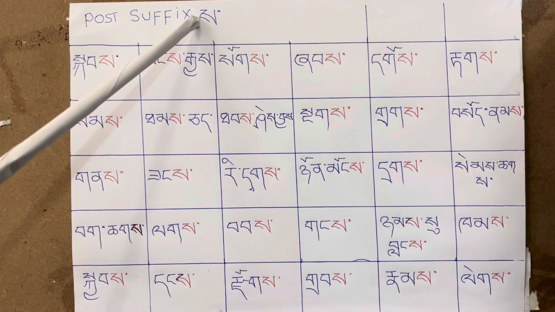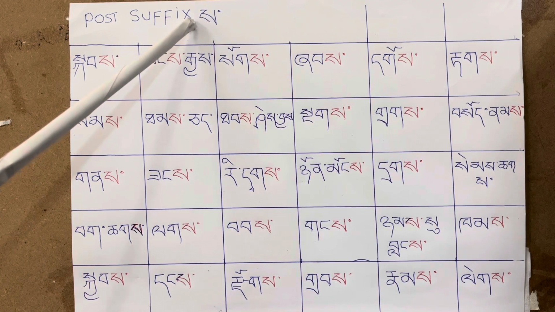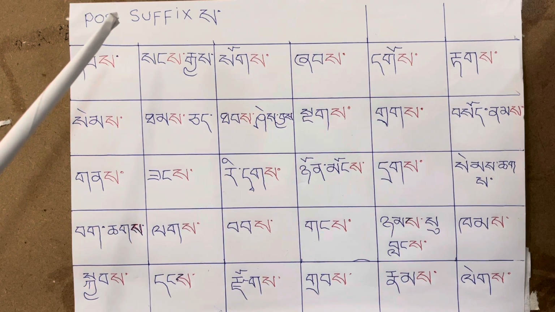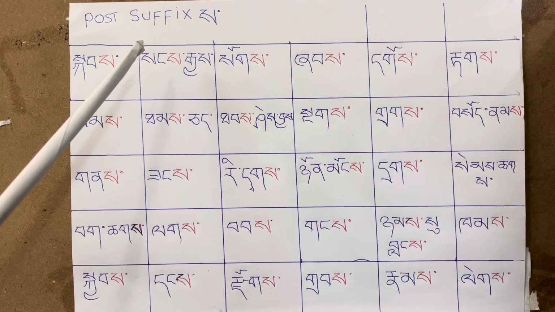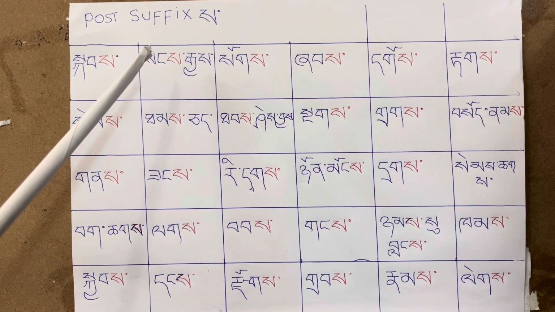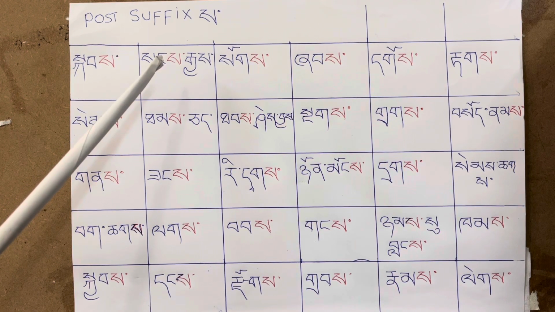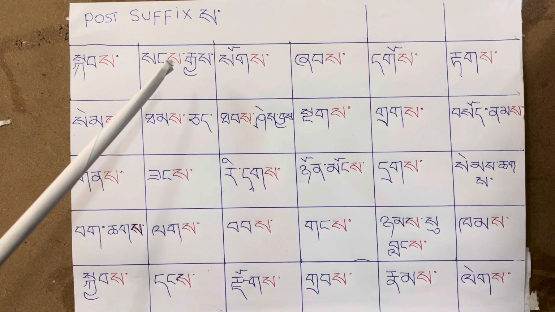Is it a suffix? Ga, nga, da, na, ba, ma, ra, la, sa. Is this a suffix or a post suffix? In order to know that, you have to use your logic and make some mental calculation. First, you have to know the 5 prefixes: ga, da, ba, ma, ha.